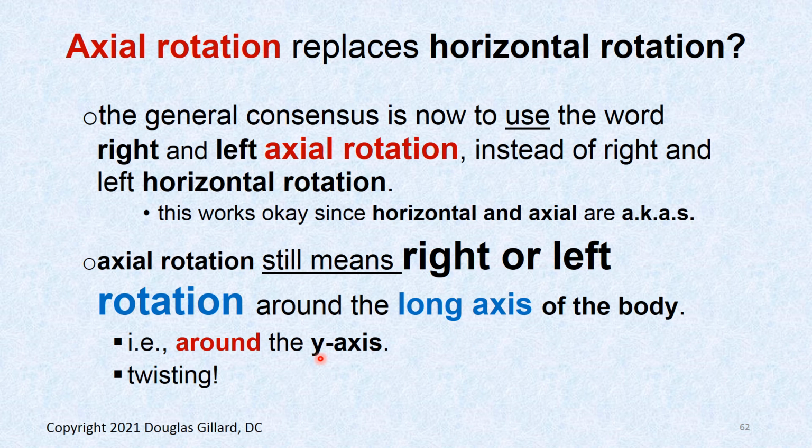So axial rotation. I taught you horizontal rotation, so you go overhead and you watch the twisting from left to right. That's replaced in some circles by the word axial rotation. And we said that one's fine because they're AKAs for each other. The general consensus is now to use right and left axial rotation instead of right and left horizontal rotation. I don't know which one the boards will use, but you have to understand that. Axial rotation still means right or left rotation around the y-axis, or the long axis of the body, which is an AKA also for the y-axis.